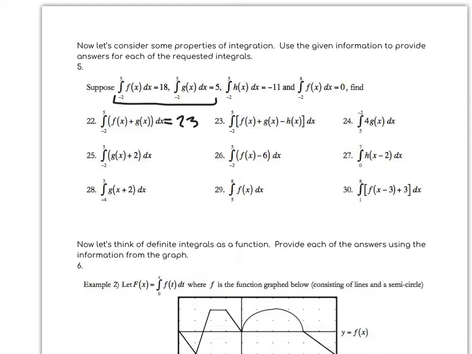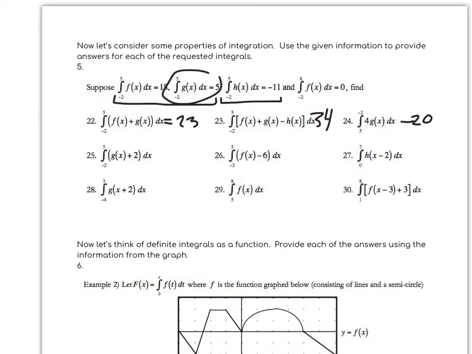For 23, going from negative 2 to 5 of f plus g minus h, we're working this one in here. So 18 plus 5 minus negative 11 is going to be 34. For problem 24, we're flipping these around. We're looking for g of x. And 4 times g of x is going to be 4 times as tall. That's going to be 4 times the area, which is going to be 20. But we want the flipped version, so that's going to be negative 20.